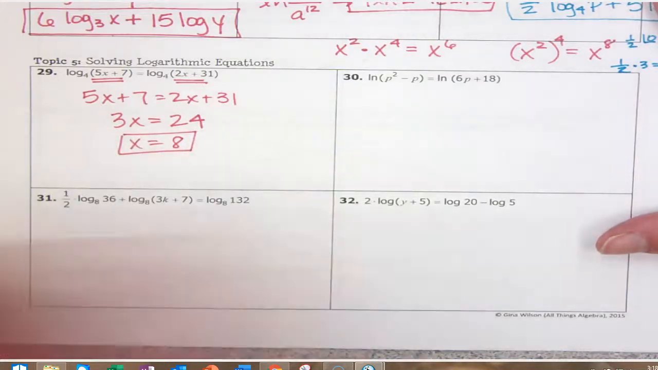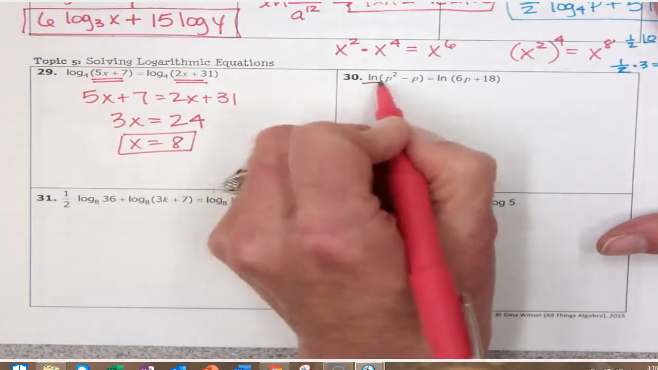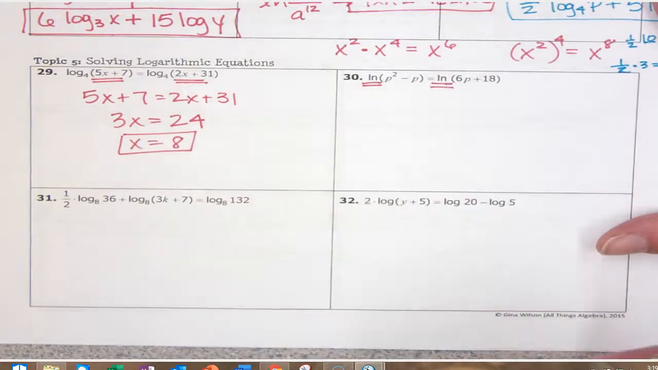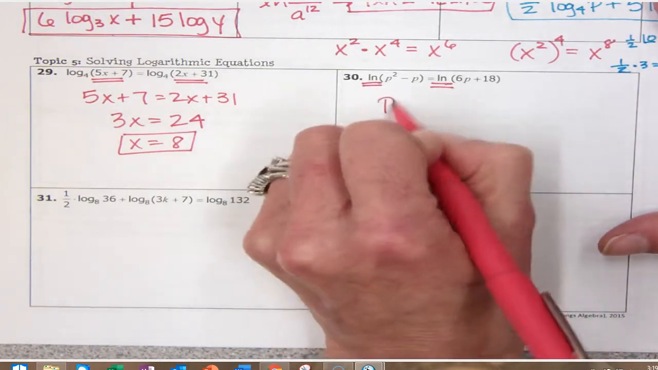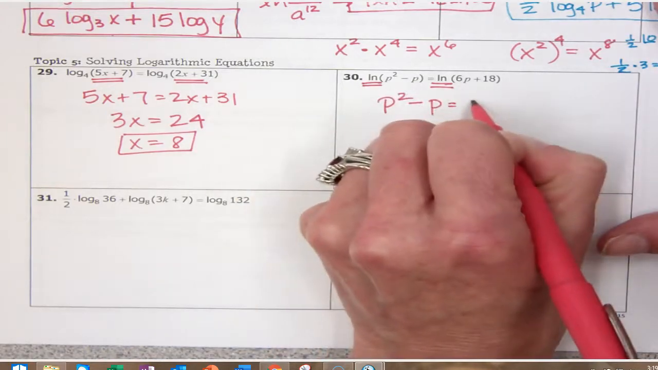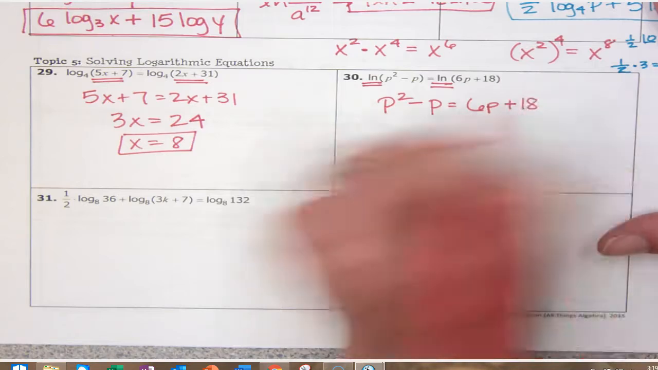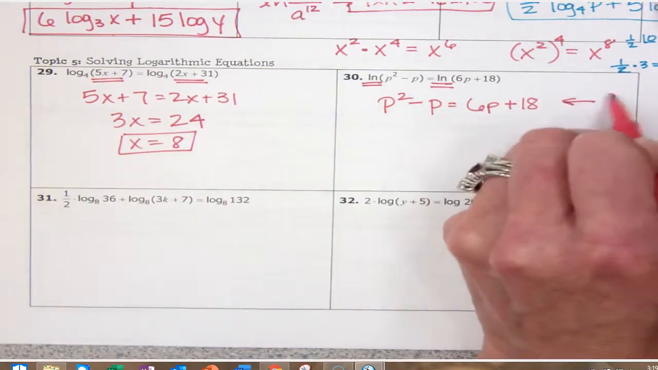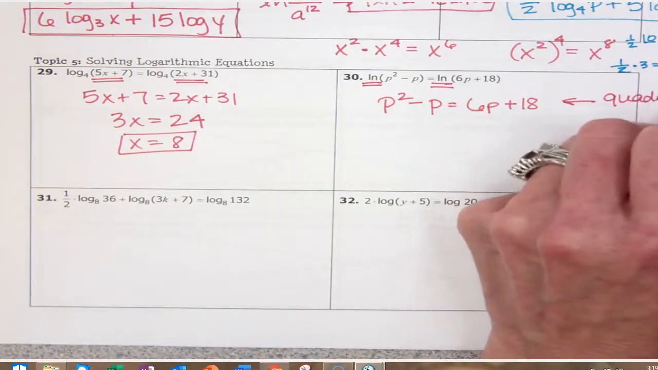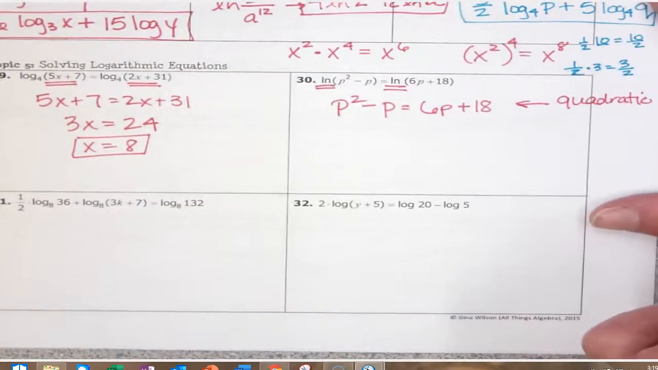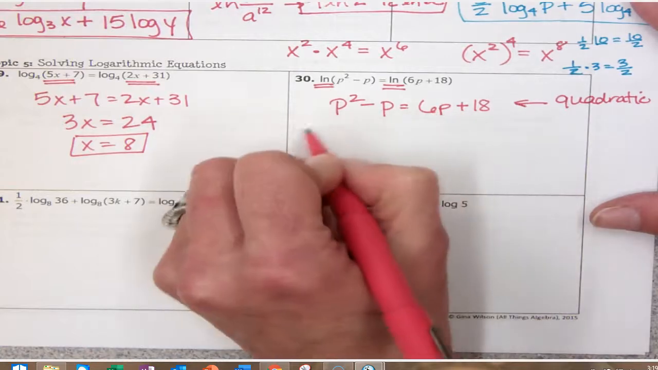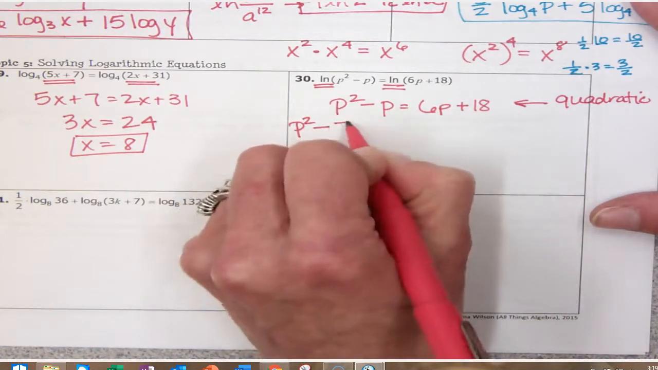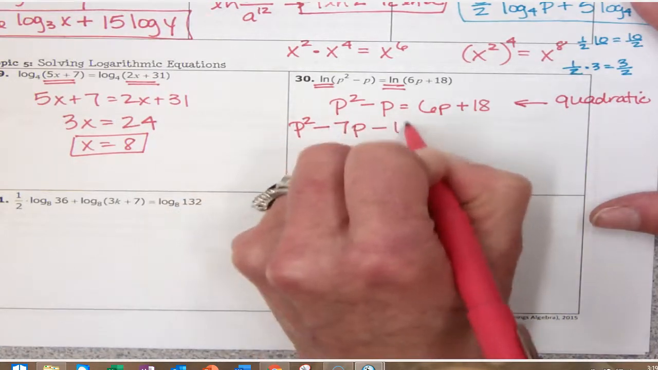We're going to do the same thing here. You've got a natural logarithm equal to a natural logarithm. Now this one, you've got p squared. So you're going to do p squared minus p equals 6p plus 18. Now, since this is a quadratic, you're going to have to set it equal to 0 and then factor. So I'm going to subtract 6p and subtract 18.